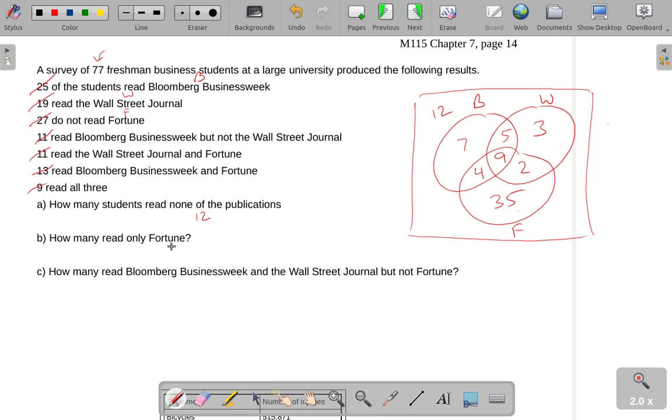How many read only Fortune? The people who read Fortune, but do not read Bloomberg or the Wall Street Journal. Those would be these ones right here. Those 35. How many read Bloomberg and the Wall Street Journal, but not Fortune? They read Bloomberg and the Wall Street Journal, so we're talking about this region right here, but they do not read Fortune, so we're excluding these 9. We're just talking about those 5 right there. So there are 5 people who read Bloomberg and the Wall Street Journal, but not Fortune.